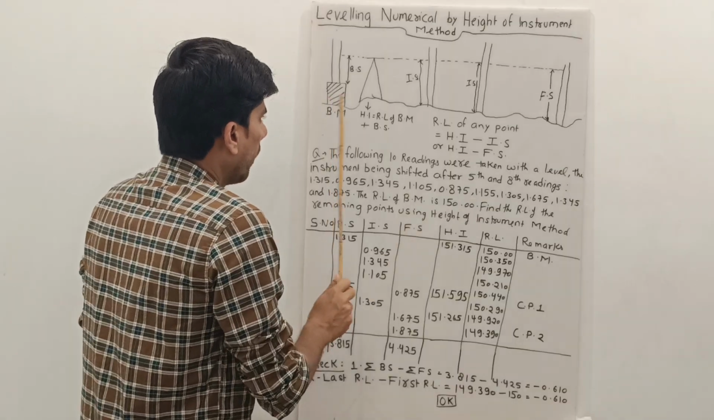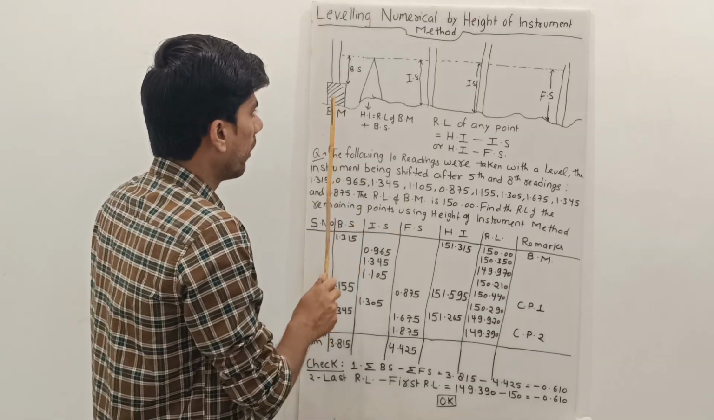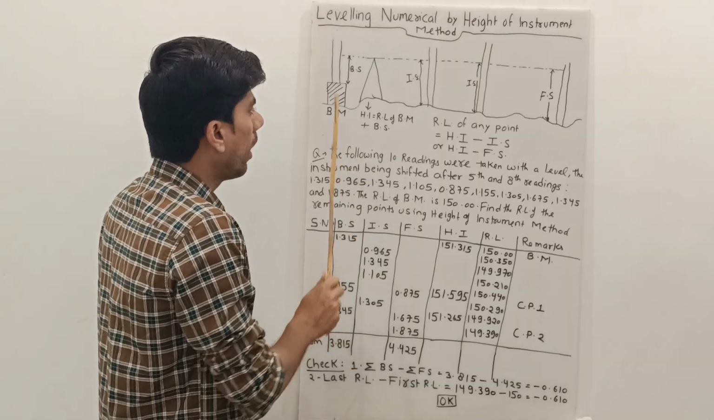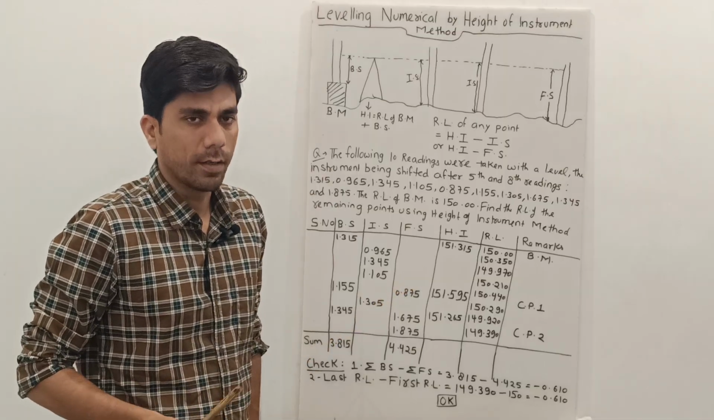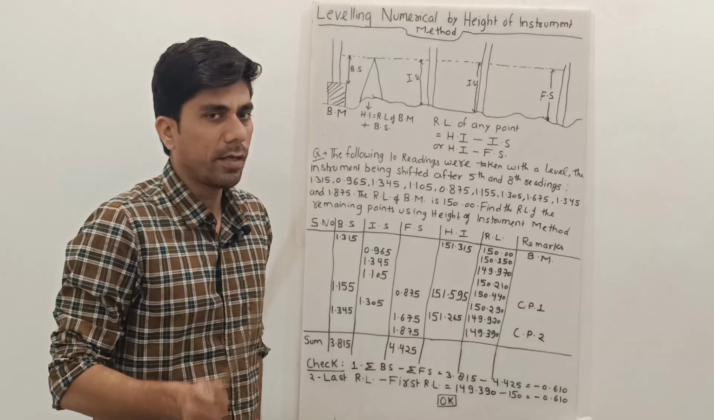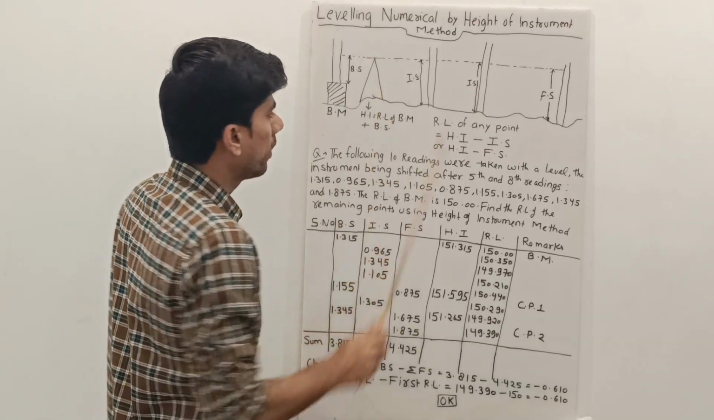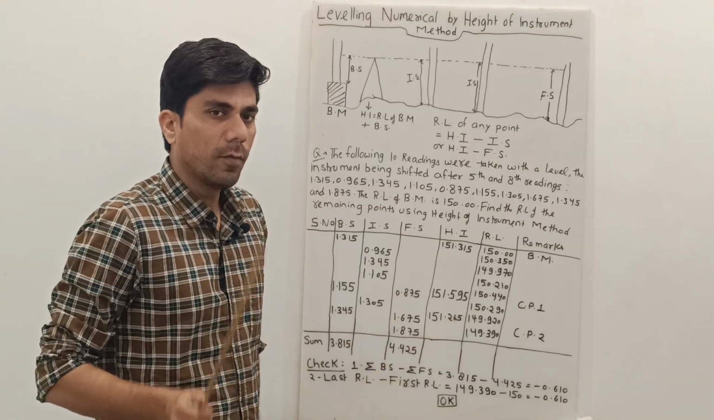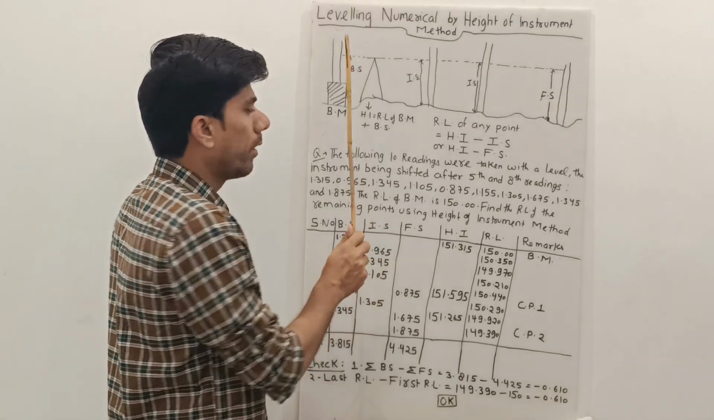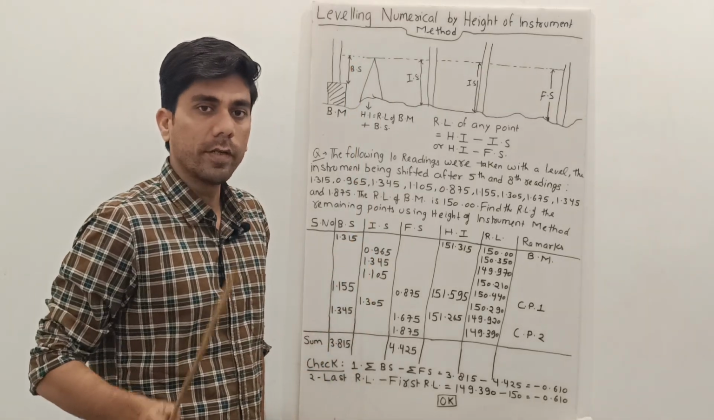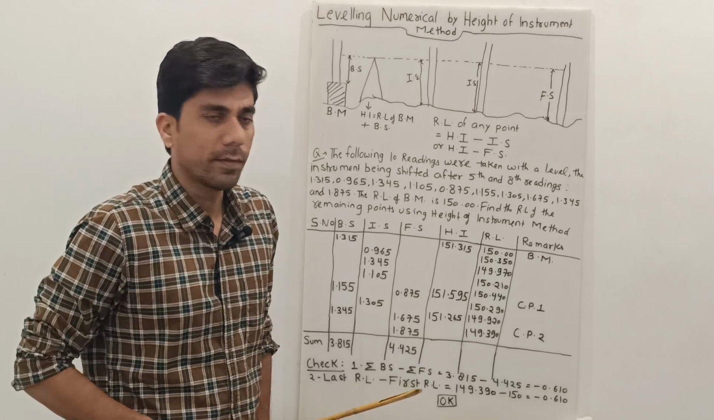We know that our work always starts from a point located near a benchmark. As I said, a benchmark is a point of known RL. Any point whose RL is known can act as a benchmark. So we set up our instrument near the benchmark. Then we place our leveling staff over the benchmark and take a reading. That reading taken on the benchmark is called our backsight.